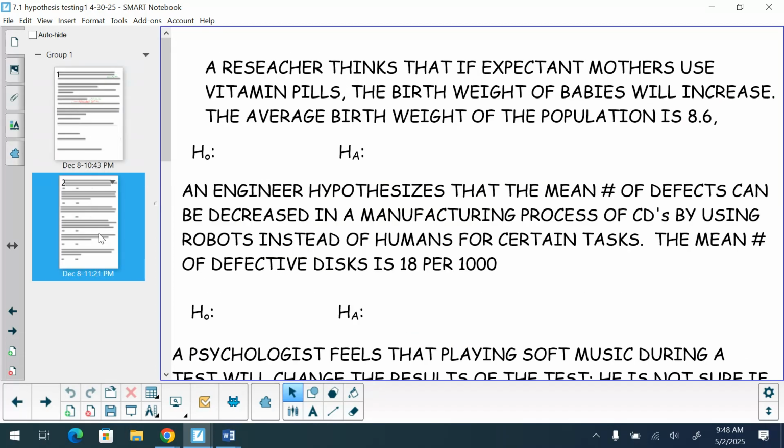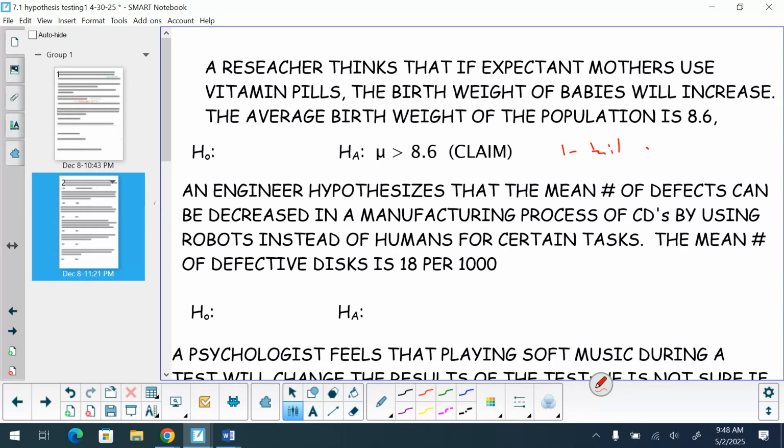So once again, we just take a look at the alternate hypothesis. What do we look at here? Alternate hypothesis is mu is greater than. So this is a one tail right. Because we're talking about less than or greater than, it throws us into one tail. We have the arrow pointing to the right.